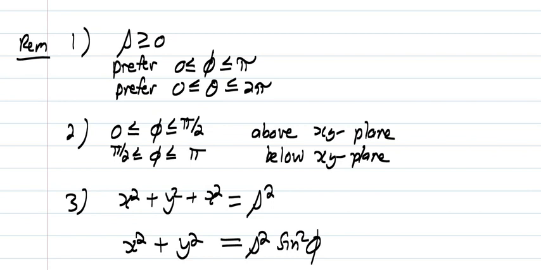Now, if you apply the theorem of Pythagoras or play with those equations, it's easy to show that x squared plus y squared plus z squared is equal to rho squared. Another fact that you should remember. Likewise, if you play with those equations, you can show that x squared plus y squared is equal to rho squared sine squared phi. Please do this.